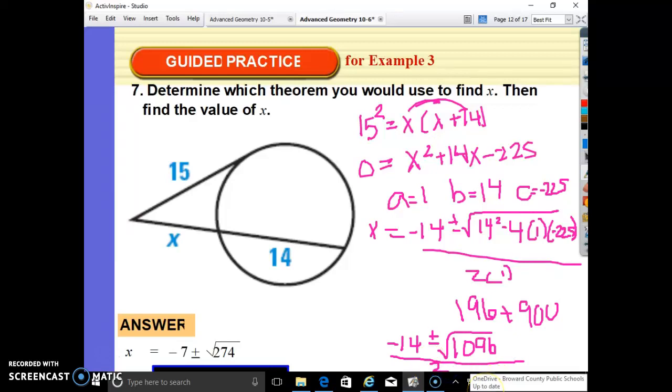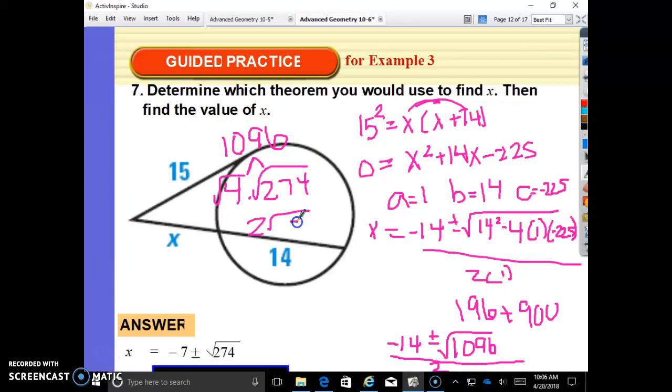All right, so 1,096 divided by 16 does not work. 1,096 divided by 4 is 274, so the square root is 2 rad 274. Nothing else goes into 274. No other perfect squares go in there to reduce it. So you're going to have negative 14 plus or minus 2 rad 274 all over 2. Reduce by 2: negative 7 plus or minus rad 274.